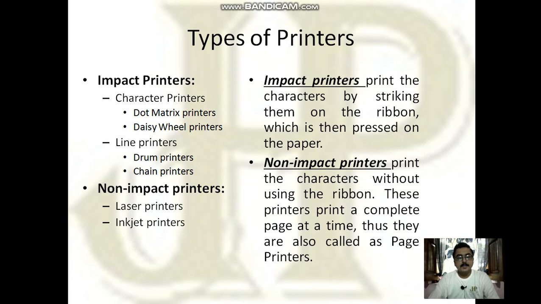Impact printers can be character printers or line printers. Examples of character printers are the dot matrix printer and daisy wheel printers, while line printers can be drum printers and chain printers. Non-impact printers are laser printers and inkjet printers. I am going to discuss the most widely used printers nowadays.